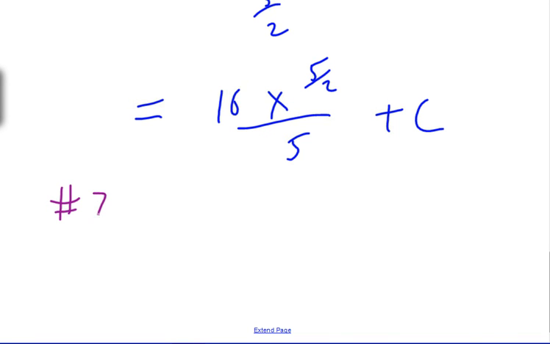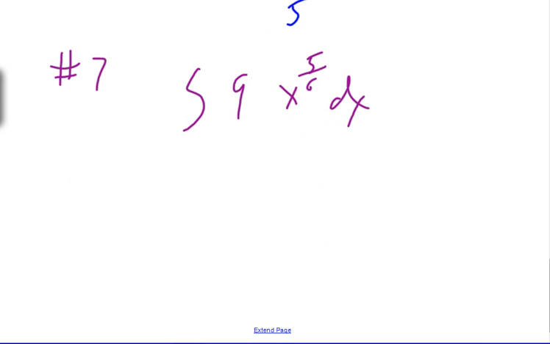Number 7. I have the integral of 9 times the 6th root of x to the 5th dx. I'd never leave it in the form that the book has it. Get rid of the integral sign. Well, what does the 6th root of x to the 5th mean? It means x to the 5/6. I think that was chapter 10.